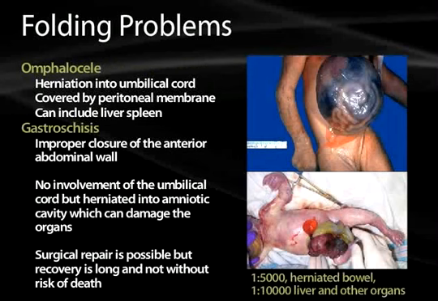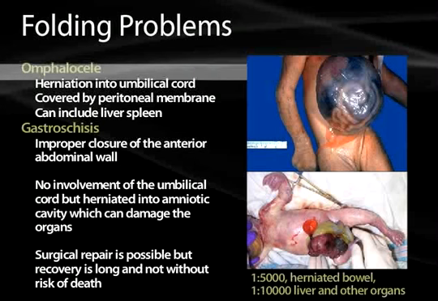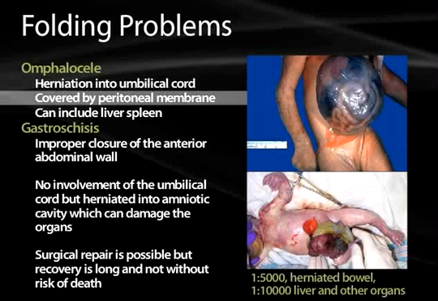Here we're looking at two possibilities as a result of lateral folding errors. One is the omphalocele, and in this case the omphalocele is a herniation into the umbilical cord, allowing the organs to be covered by peritoneum. And that peritoneal membrane in some ways protects the organs.